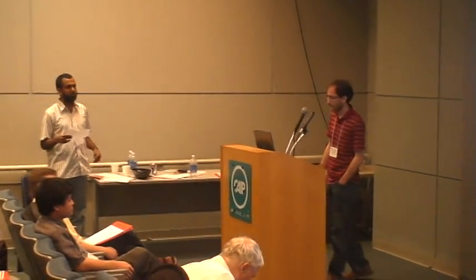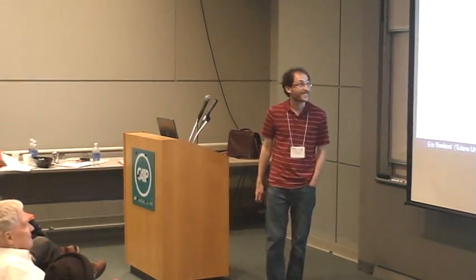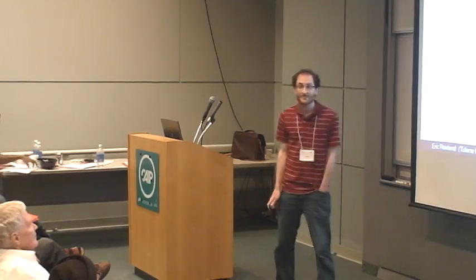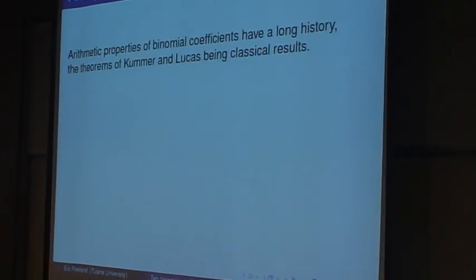The first talk in this afternoon session is by Rowland, and his title is Two Binomial Coefficient Theorems. This is just going to be two short stories in progress about number theoretic properties of binomial coefficients. The first one is about counting entries modulo n.